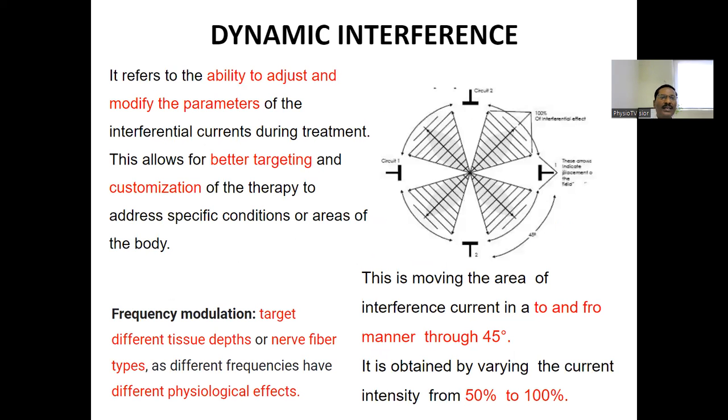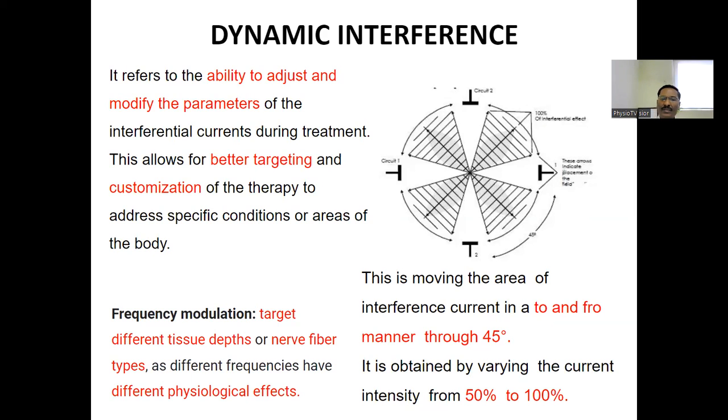Then we have dynamic interference. Dynamic interference gives us the ability to adjust and modify the parameters, which helps us to better target the area to be treated, especially when we don't have a defined area of treatment. That means when you have a diffused pain, say all of my low back has pain, at that time we can use dynamic interference.